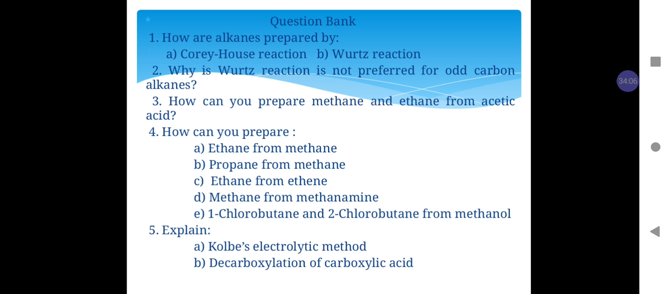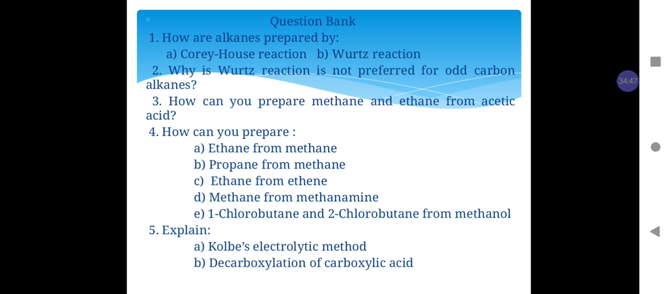In the last, we will take some questions that we should be able to solve after watching or learning this video. Question number 1. How are alkanes prepared by Corey-House reaction? B. Wurtz reaction. Question number 2. Why is Wurtz reaction not preferred for odd carbon alkane? Question number 3. How can you prepare methane and ethane from acetic acid?